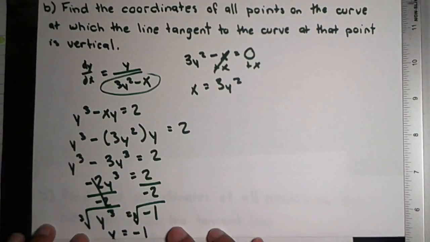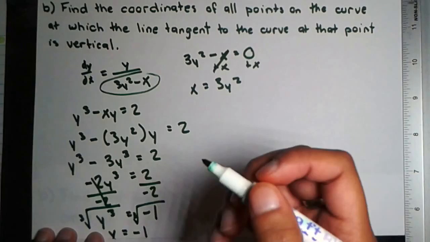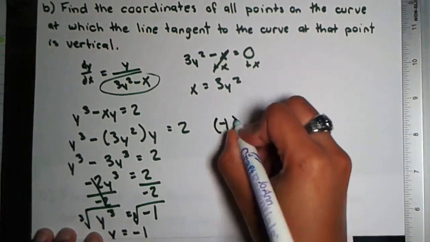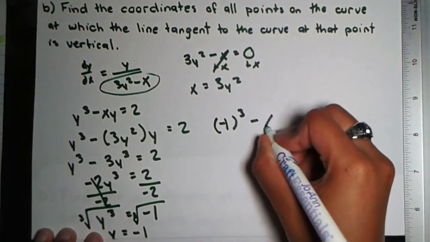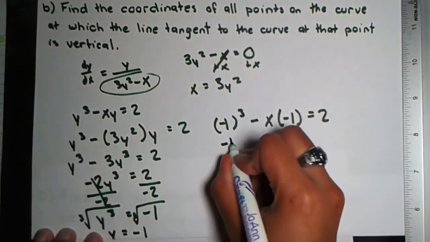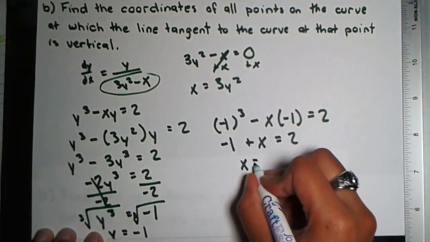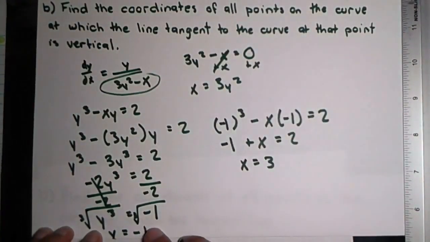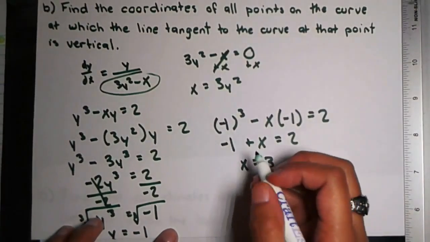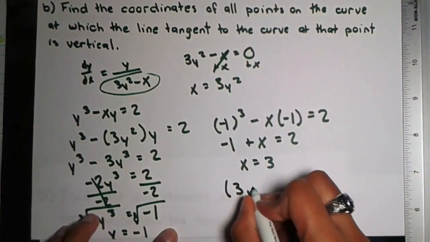Since you found y, you can do the same thing except plug in your y into the original equation to find x. So -1 cubed minus x times negative 1 equals 2. You get negative 1 plus x equals 2, and x would equal 3. So your x equals 3, and your y equals negative 1. And the coordinates where there's a vertical tangent line would be 3, negative 1.